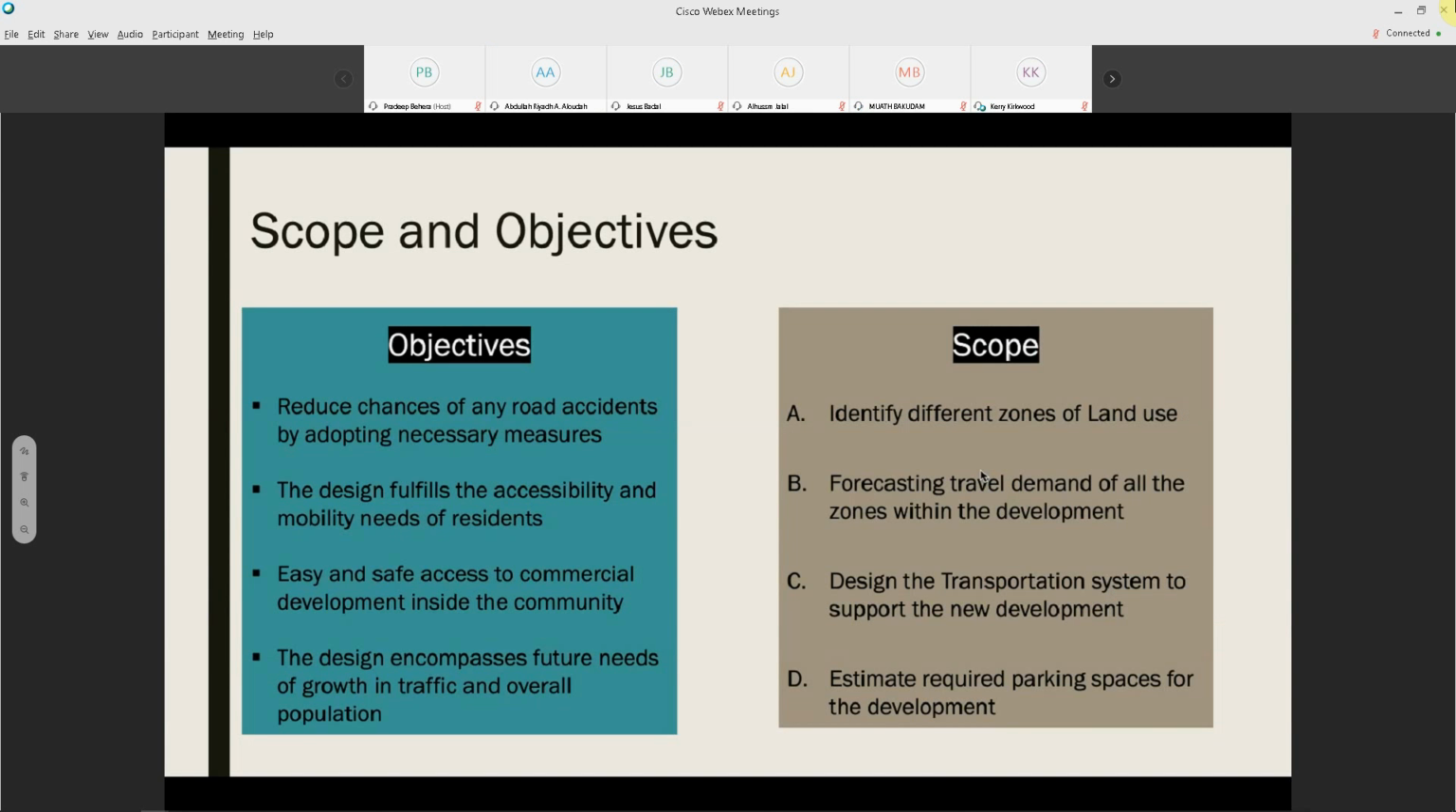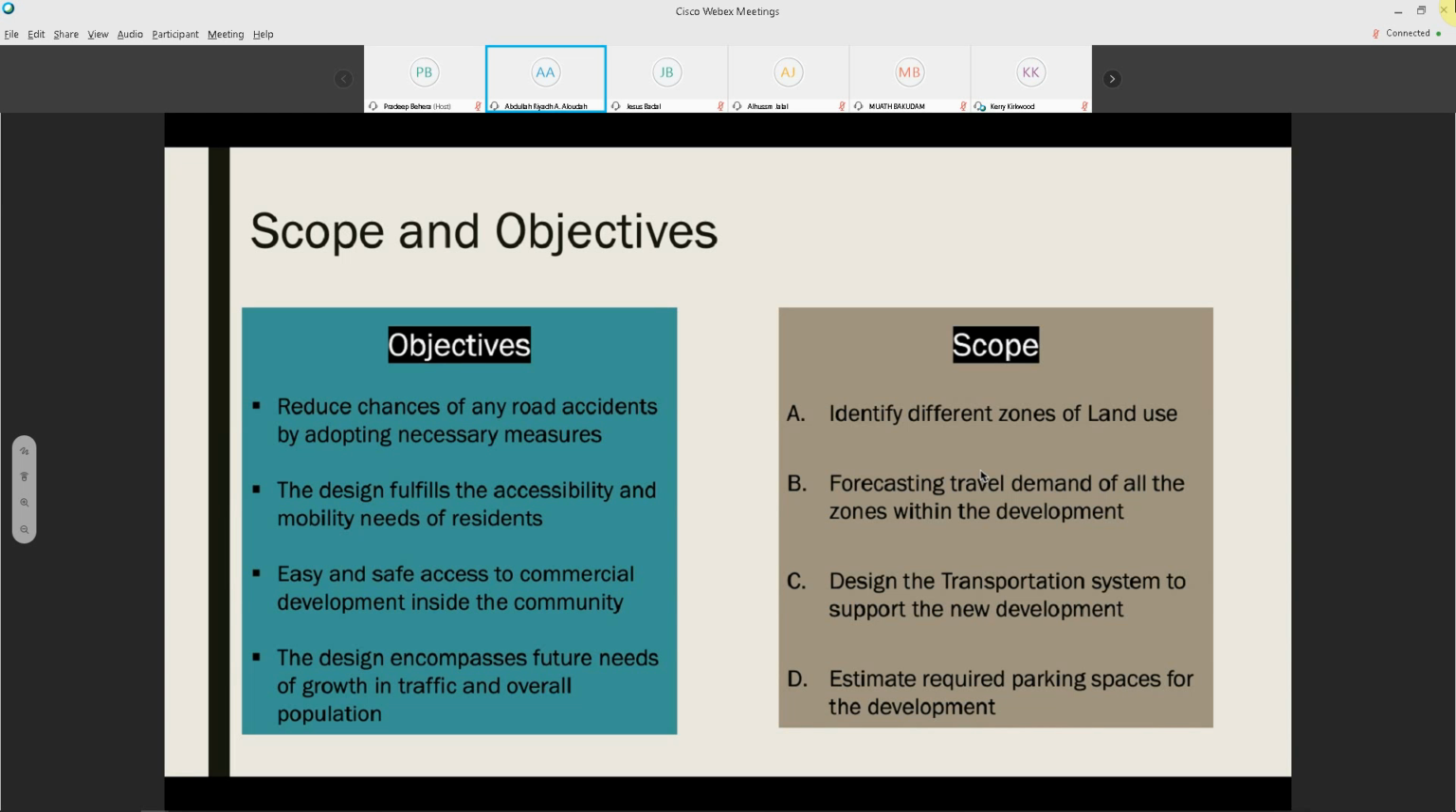The scope and objective. Okay, so objective: reduce chances of any road accident by adopting necessary measures. The design fulfills the accessibility and mobility needs of residents. Easy and safe access to commercial development inside the community. The design encompasses the future needs of growth in traffic and overall population.